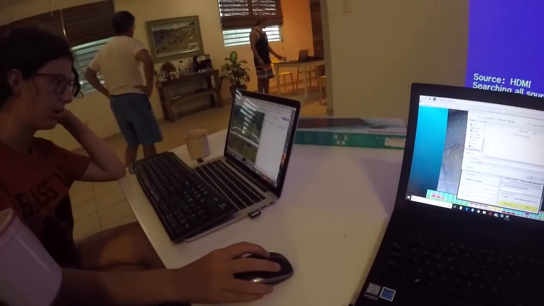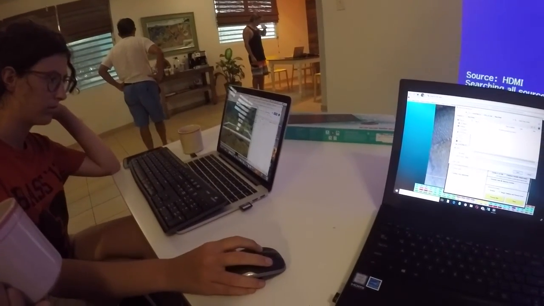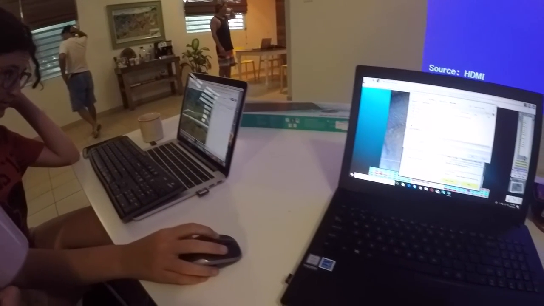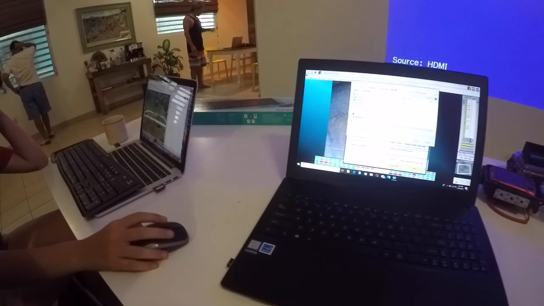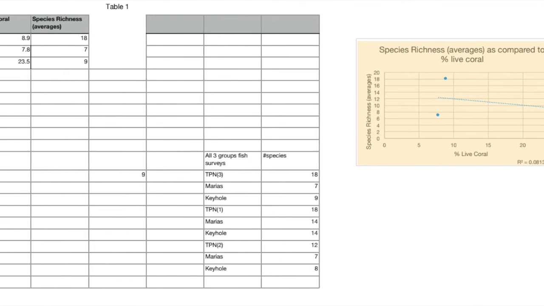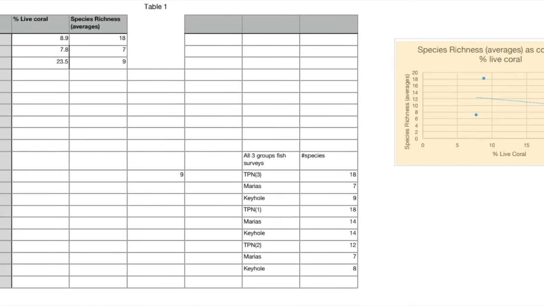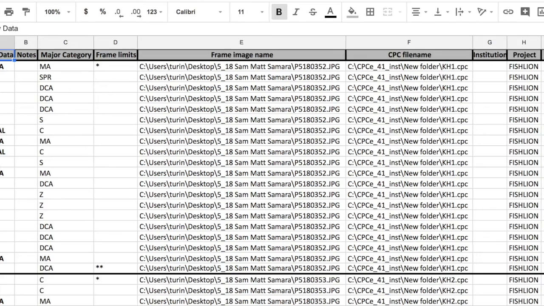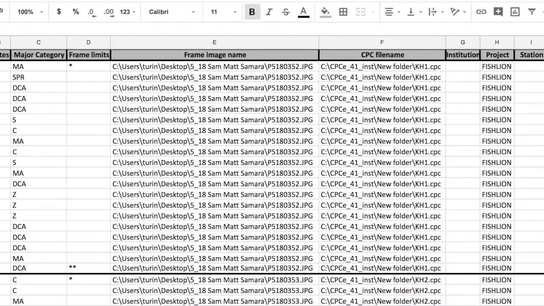With the computers, we are essentially just taking our quadrat photos and identifying which parts of the picture are live coral and which aren't. We can then compare it with our fish data and produce a graph that shows us a correlation. We can also see what types of coral or algae are present, and what percentage of the quadrat they cover.